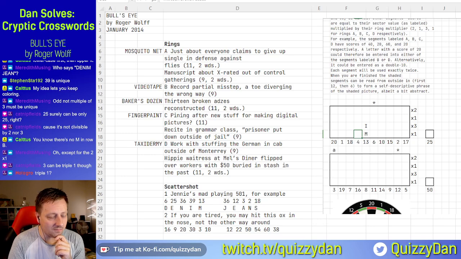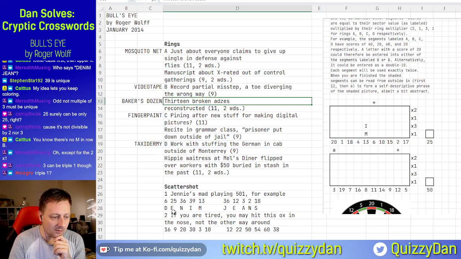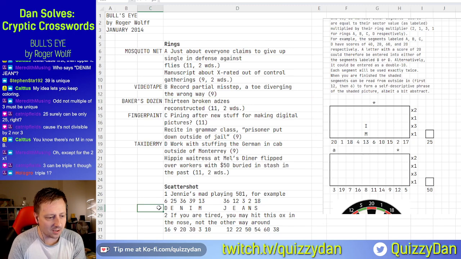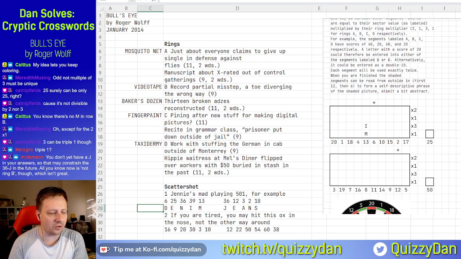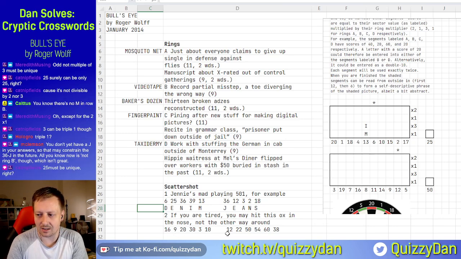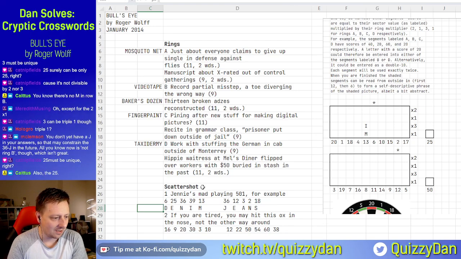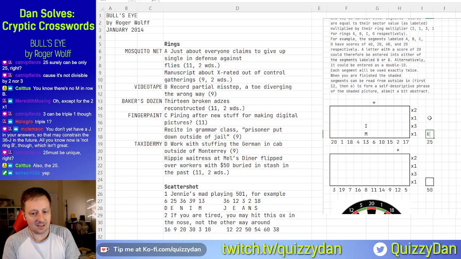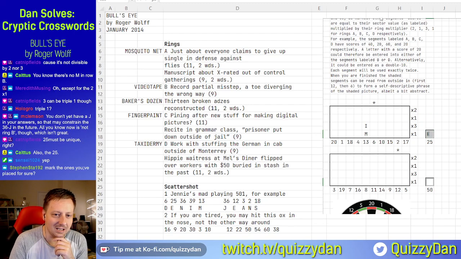N for 2 could be single 2 or double 1, and the 18 we don't know. So, okay, we've got a couple of things in... Oh, the triple 1. Yeah. Stop being clever, Hollow. Right, if you are tired, you may hit this ox in the nose, not the other way around. And that is 6, 6. Oh, 25, I did say that was unique. That's the knee right there, yeah. It's a shame that doesn't help us with anything else. But never mind. But we have used that for the first time.